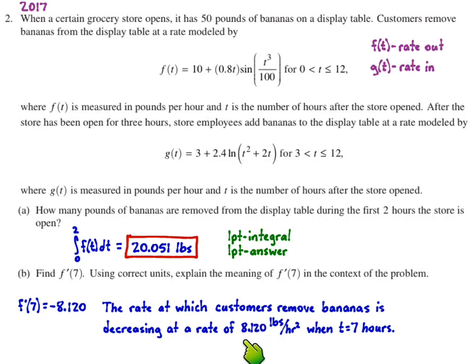And then that's the value, and then our units, so pounds per hour squared, and then the time interval. So remember, interpretations always have 4 things. You get 1 point for figuring out what f prime of 7 is, so this value here, and then you get 1 point for the interpretation.